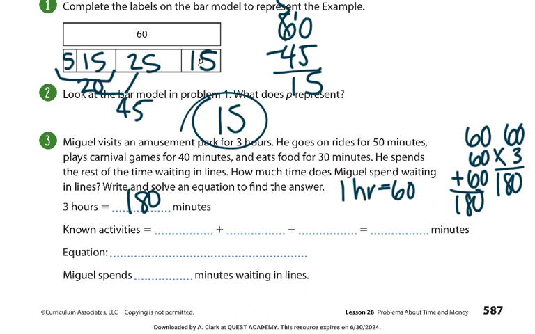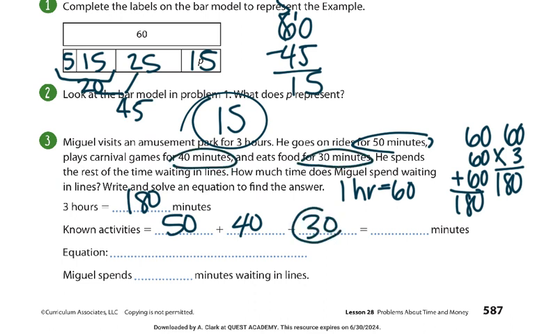Known activities. Let's read. Miguel visits an amusement park for 3 hours. He goes on rides for 50 minutes. He plays games for 40 minutes. He eats food for 30 minutes. Oh, I don't need to circle that one. He spends the rest of the time waiting in line.